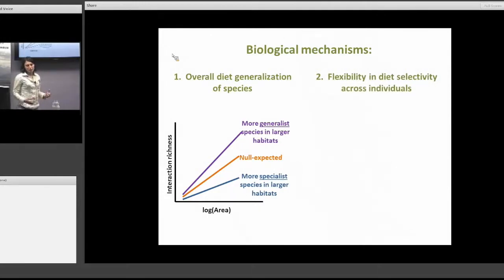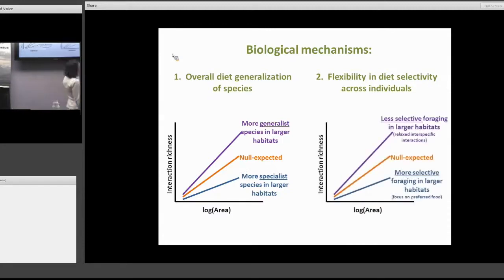Or a particular species might change their behavior and change their diet depending on what else is in a habitat. And so we could get this same steeper than expected pattern if individuals are being less selective in their foraging in larger habitats. Perhaps there's less competition, so they're able to focus on their preferred food. If you really want to eat Twinkies and there's no competition for them, maybe you will focus on eating them.